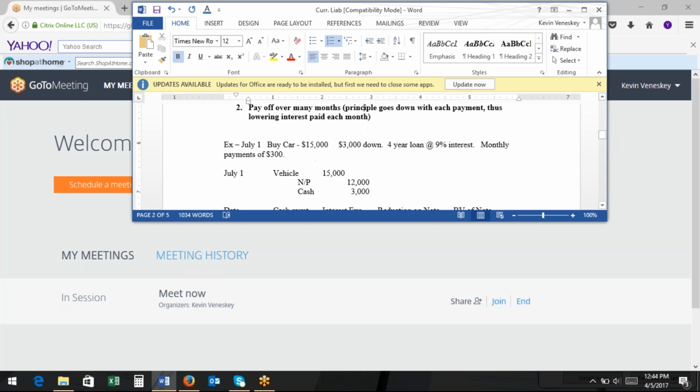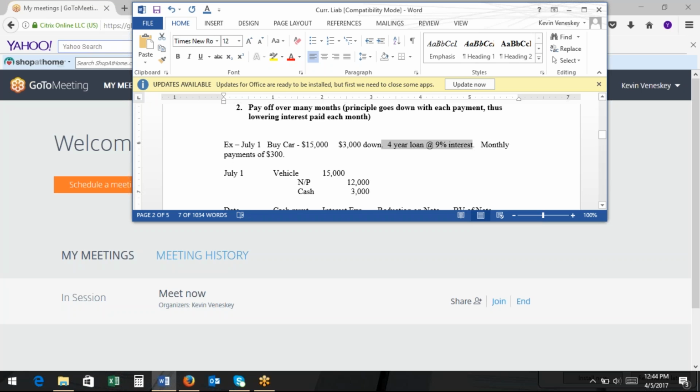All right, so here's my opening example. On July 1, we bought a car for $15,000, and we put down $3,000 up front as a down payment. The rest of it, I put on a 4-year loan that is earning 9% interest. And I need to start making monthly payments of $300.